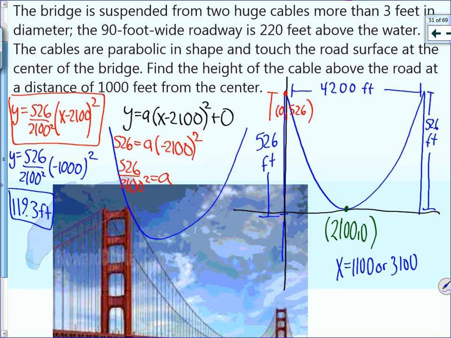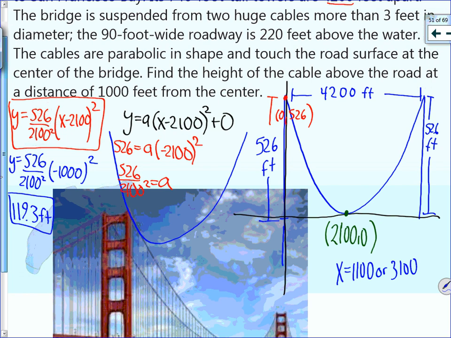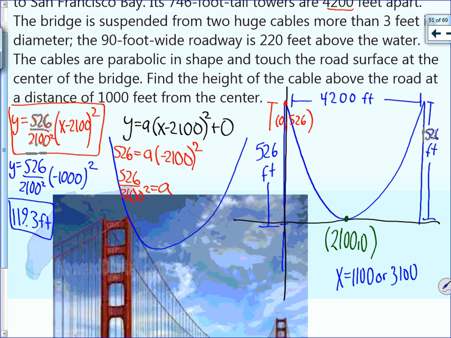They were interesting, but the fact that the roadway is 90 feet wide just gives you a sense of how many cars. A lot of people bike across the San Francisco Bridge. They can walk too, but yeah. So parabolas everywhere. Any questions on that?